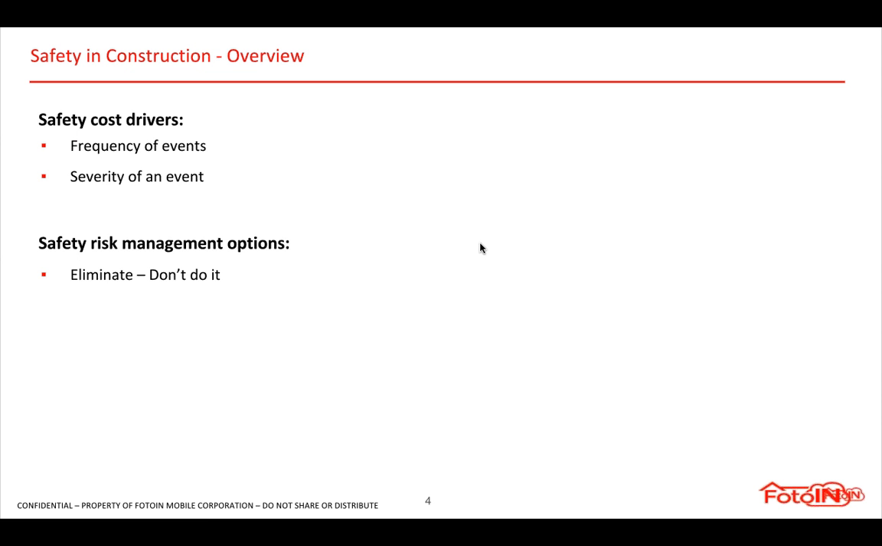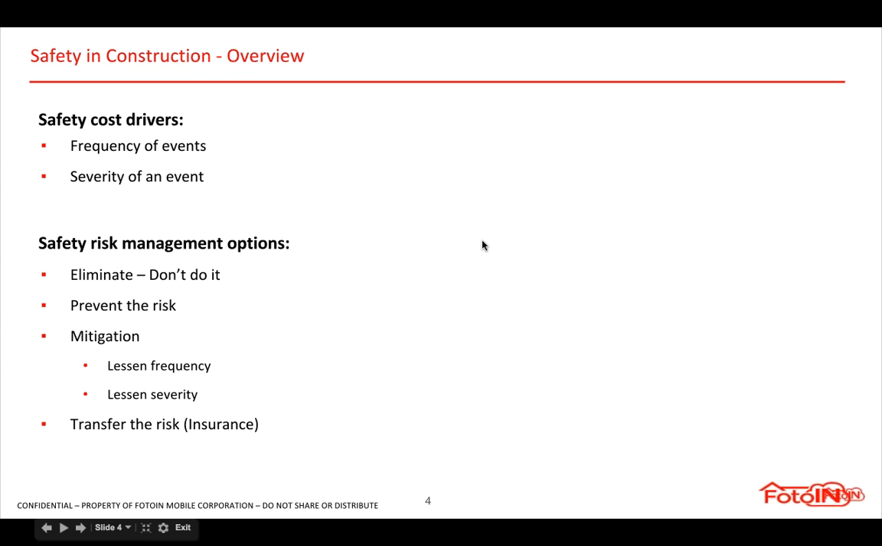You can always not do something, and that way you fully eliminate the risk. You can try to prevent it, or mitigate it by reducing the frequency or reducing the severity of the event, and obviously transfer the risk to somebody else by buying insurance.